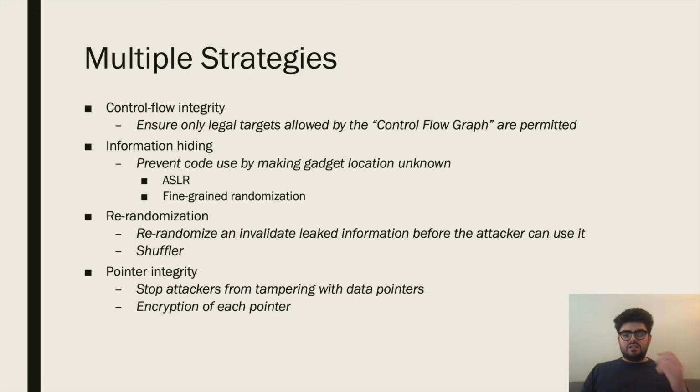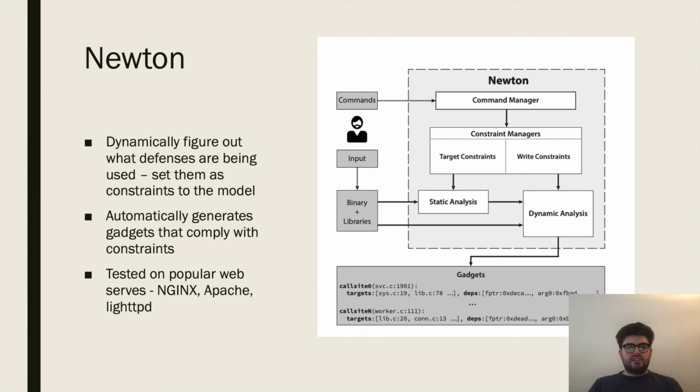So there's all of these things, but what this article found was that they were able to build an exploit that could overcome these defenses. It's called Newton, and what it does is it dynamically figures out which defenses are being used in the system. So is it running a version of ASLR, fine-grained address layout randomization, re-randomization, whatever that might be, and it sets whatever defenses it finds as constraints to the model. And then it automatically generates gadgets that are able to comply with these constraints.